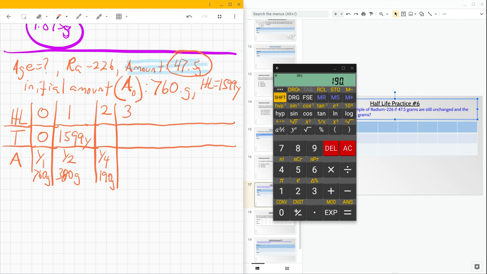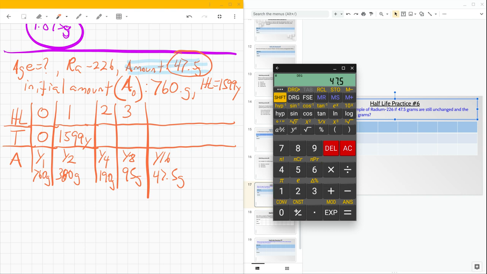We could just go, okay, 190 divided by 2. That's 95 grams, which is 1/8 of the original amount. Is that how much they said was left? No, they said 47.5 grams. So let's divide that by 2. Oh, look at that. We got down to 47.5 grams, which is 1/16 of the original amount. I could prove it to you again. 760 divided by 16 gives us that.